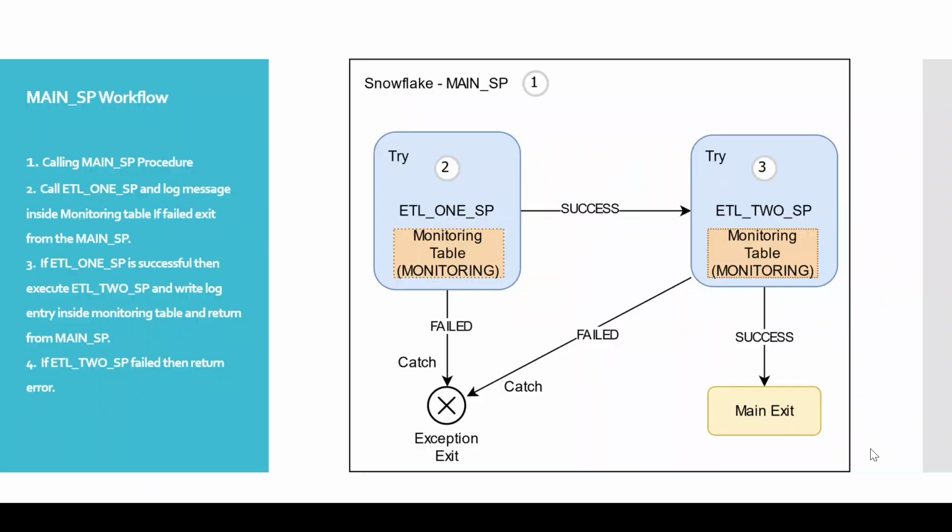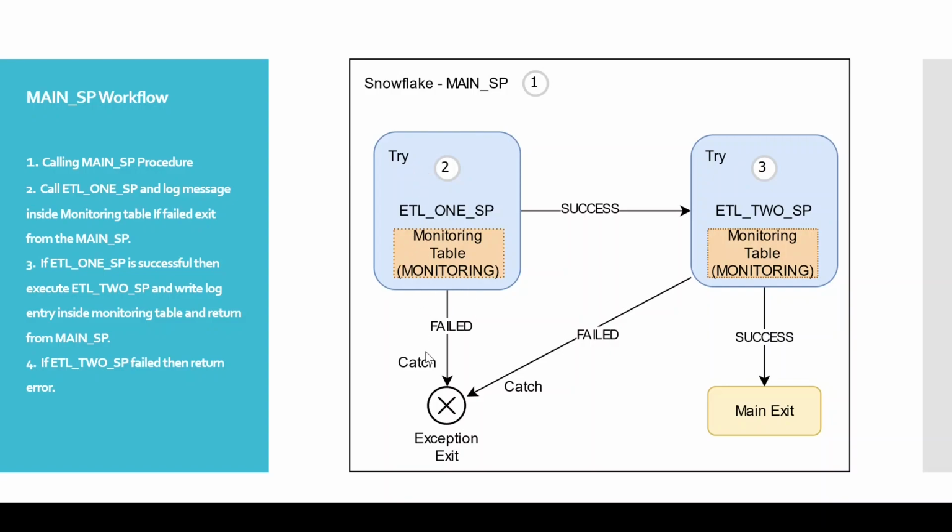Alright, let's get started. This is our workflow that we are going to design today. First, we will call the main stored procedure. So this square box is our main stored procedure. We called it main_SP. Then we have this inner stored procedure, which is a nested stored procedure. It's ETL_1_SP. So we will call ETL_1_SP and log messages inside the monitoring table. If it fails, then we'll simply exit from the main stored procedure directly.